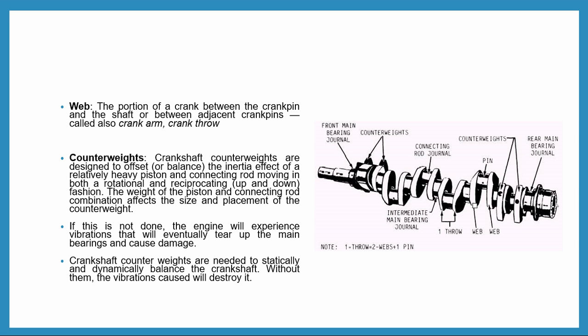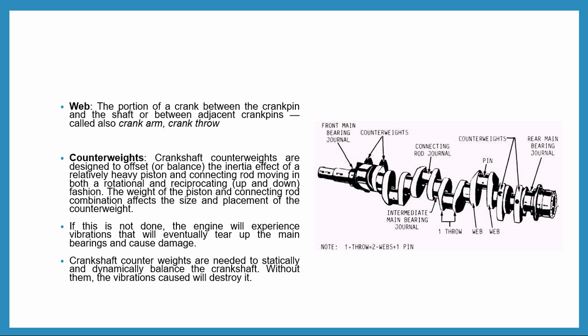The portion between two adjacent crank pins is called a web. The counterweight is designed to offset or balance the moment of inertia effect of a heavy piston or connecting rod moving in both the rotational and the reciprocating motions.